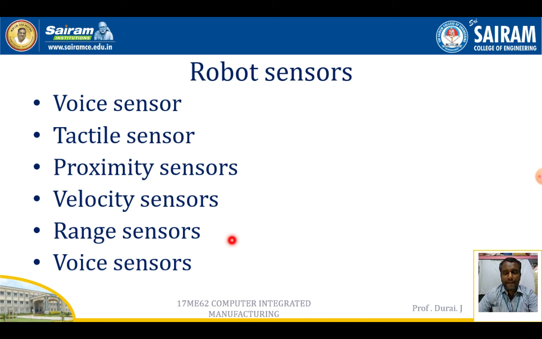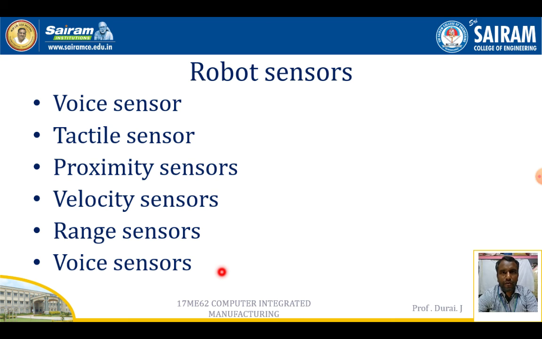Coming to the next one, the range sensor. These measure the distance from a reference point to other points. That means it finds the distance from an object to the robot, or the distance from one object to another object. For that purpose, this range sensor is used.